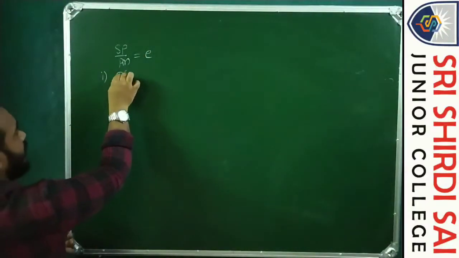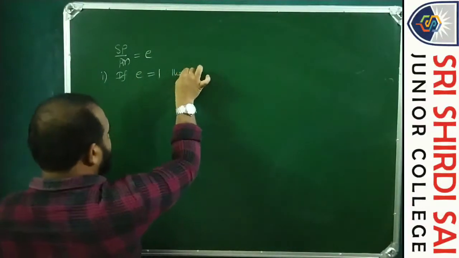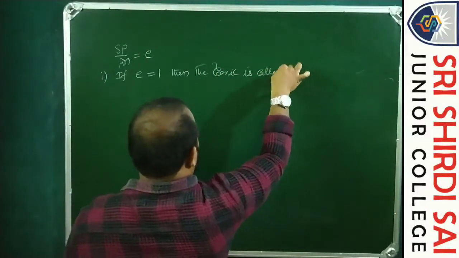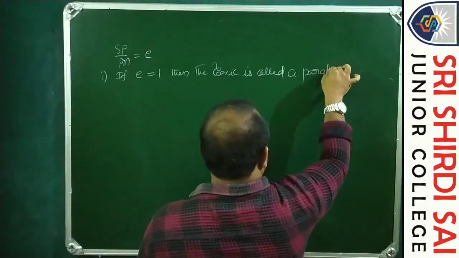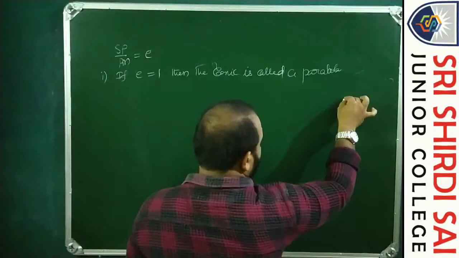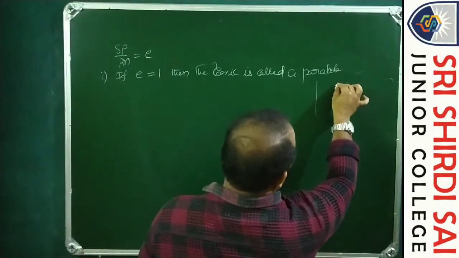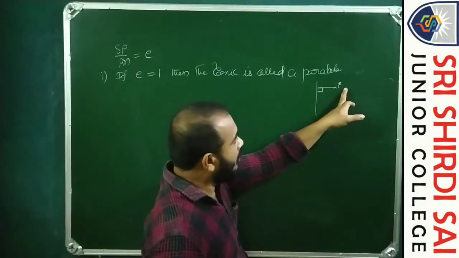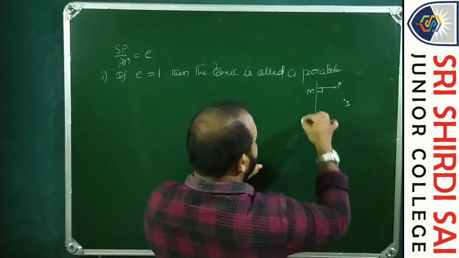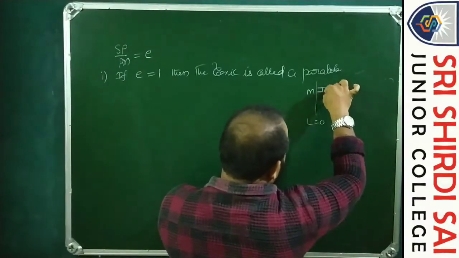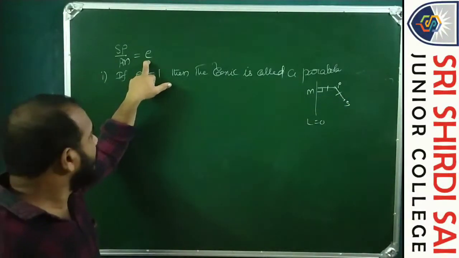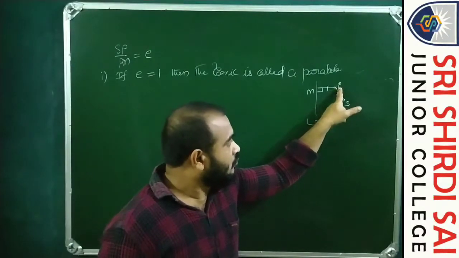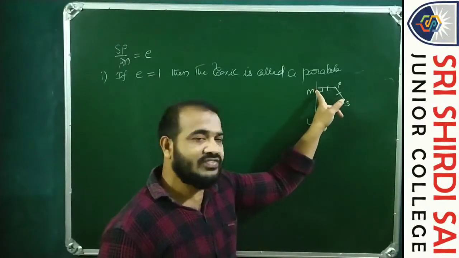So if this E is equal to 1, then the conic is called a parabola. This is the fixed point and this is the fixed line. Let us suppose this to be P. So M is the perpendicular of P onto L equals to 0, the fixed line, this is M. When E is equal to 1, then SP by PM equals 1, SP is equal to PM, that means its distance from a fixed point is equal to its distance from a fixed line.